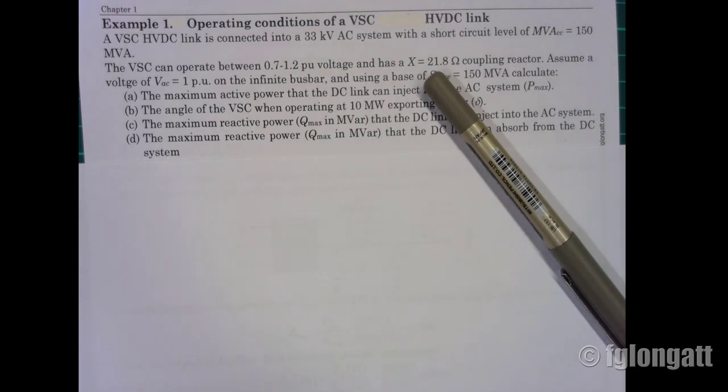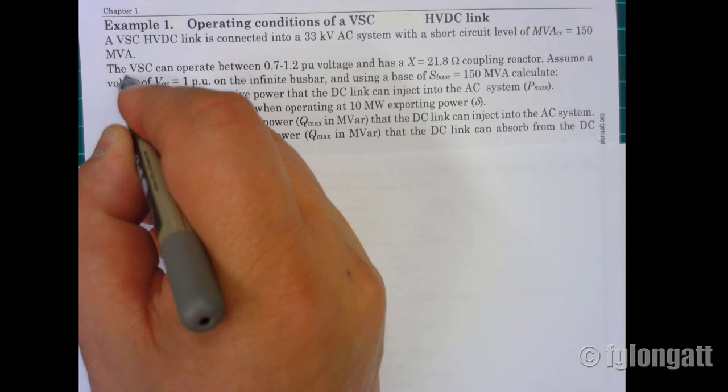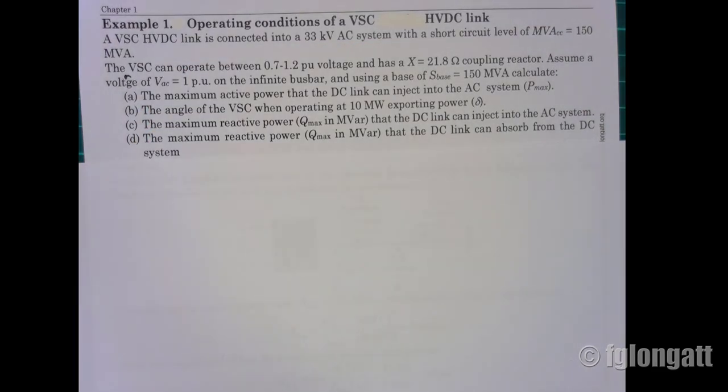If we assume that the voltage at the AC system is 1 per unit, and we assume a very big bus bar of 150 MVA, using a base of 150, calculate, first: what is the maximum active power that this DC link can export to the AC system? That is the first question.